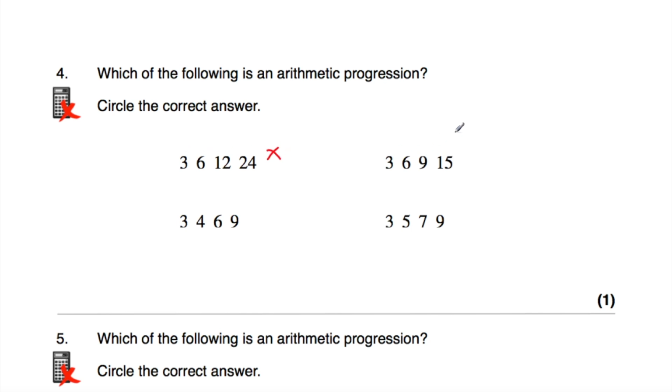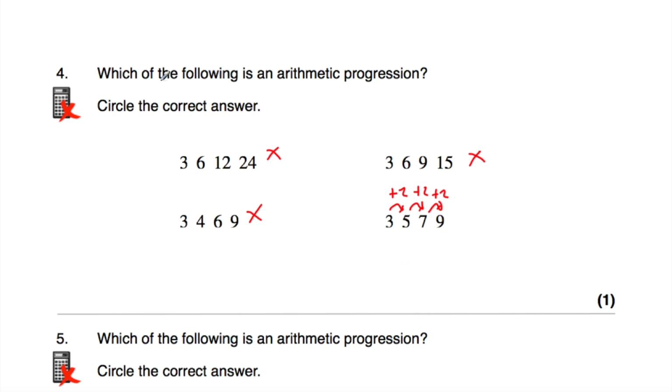3, 6, 9, 15. So it gets bigger by 3, gets bigger by 3. It seems promising, then gets bigger by 6. So it's not that one. And this one's actually a Fibonacci style sequence, because 3 plus 6 is equal to 9, and 6 plus 9 is equal to 15, and so on. Okay, the next one, 3, 4, 6, 9. Well, it gets bigger by 1, then gets bigger by 2, and then gets bigger by 3. So that's not an arithmetic progression. And then finally, 3, 5, 7, and 9. Hopefully it's going to be this one. It gets bigger by 2, so add 2, then add another 2, and then add another 2.